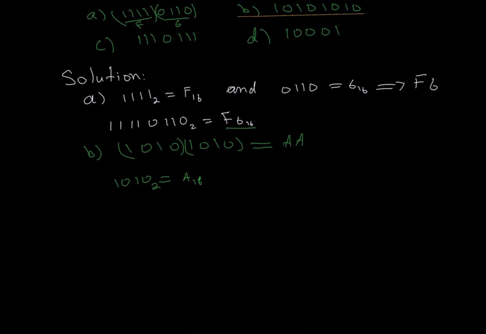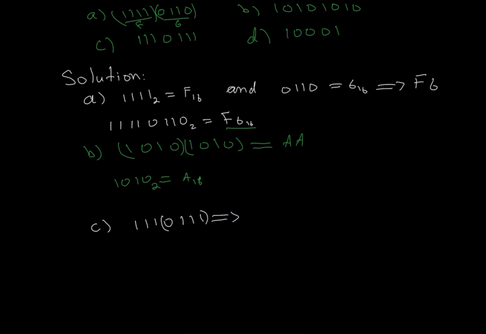Okay, moving on to C. C is 1 1 1 0 1 1 1. All right, we said to solve this we should be able to separate 4 by 4, starting from the right, 4 bits first. So we got 4 bits here, but we don't have any 4 bits there, so we can write this one down as 0 1 1 1 0 1 1 1. So that will be our representation for that.